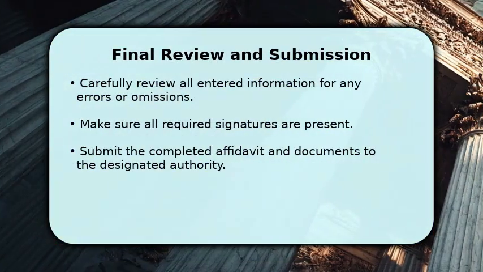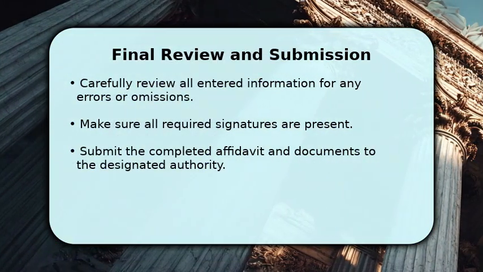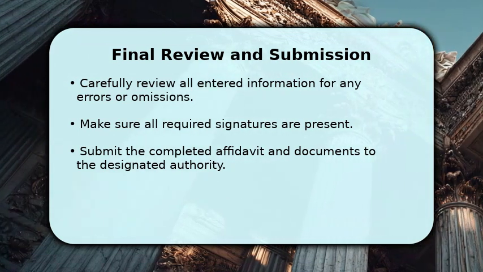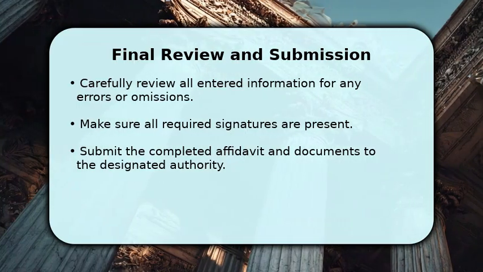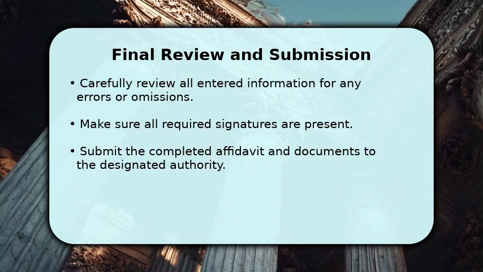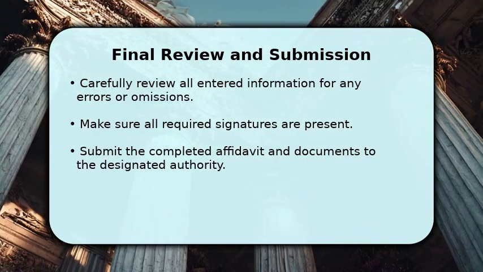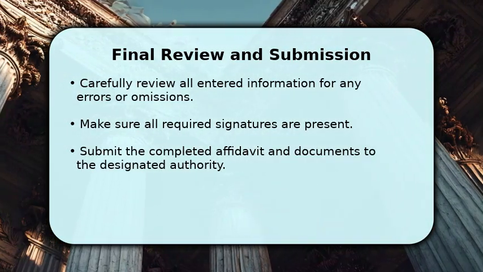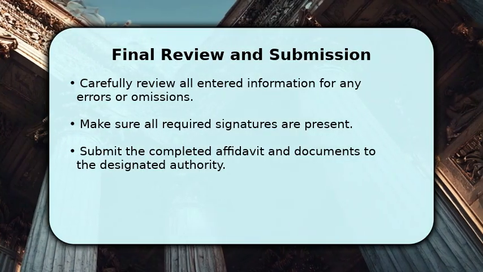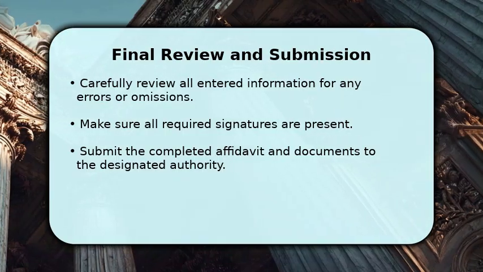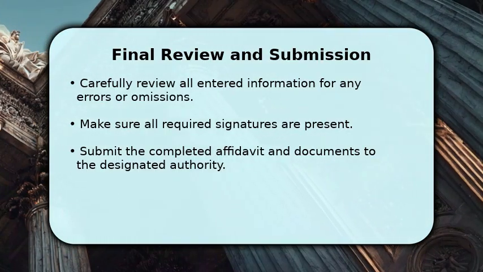Before submission, take a moment for a thorough review. Carefully check all the information you've entered for any errors or omissions, from your name to the investment details. Ensure all required signatures are present, especially yours and the notary's. Once confident, submit the completed affidavit along with all supporting documents to the designated authority or office. Keep a copy for your records, as this is a vital step in your claim process.